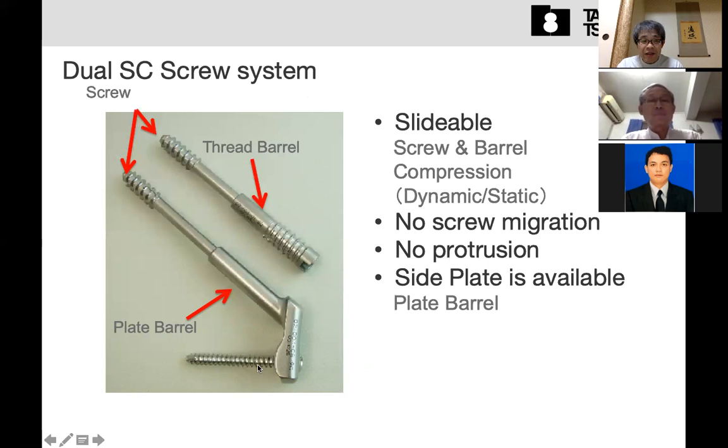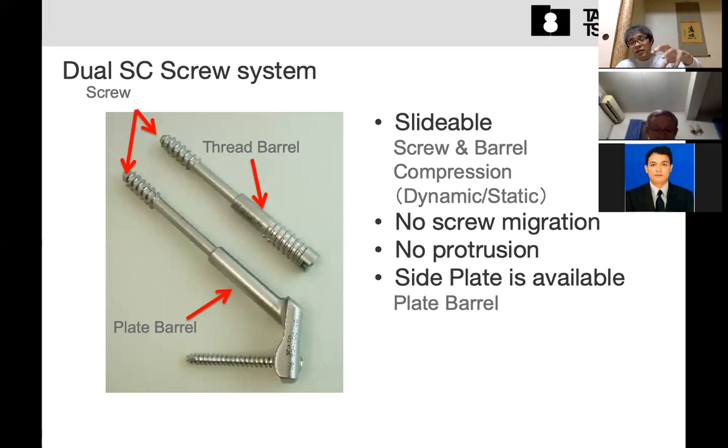And another one is this one. This is the plate barrel. So it has a one-hole side plate. It can provide us angular stability for the femoral head fracture. So it can slide. It means the fracture can take the compression force. We can add the compression force between the fragments, both dynamic and static.